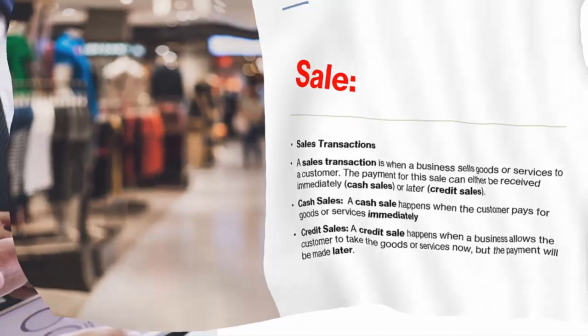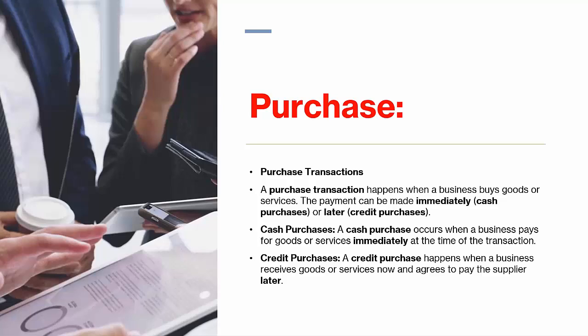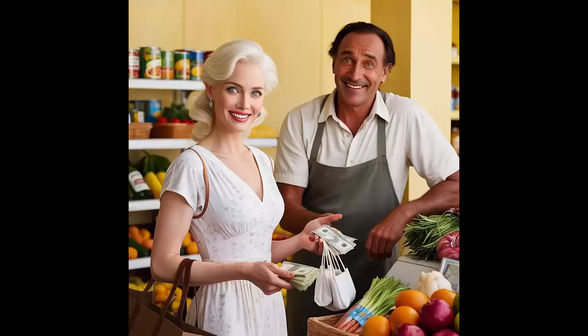2. Purchase transactions. A purchase transaction happens when a business buys goods or services. The payment can be made immediately, cash purchases, or later, credit purchases. A cash purchase occurs when a business pays for goods or services immediately at the time of the transaction. Example: you own a cafe and you buy coffee beans for $100, paying for them in cash on the spot. This is a cash purchase because the payment is made right away.